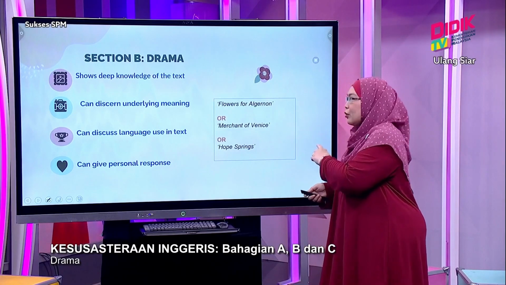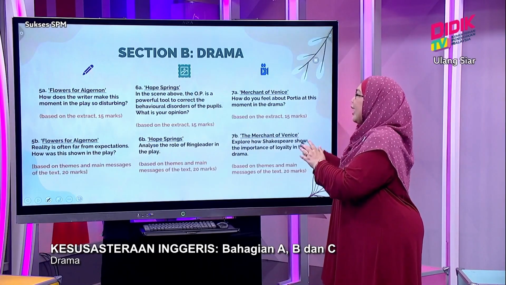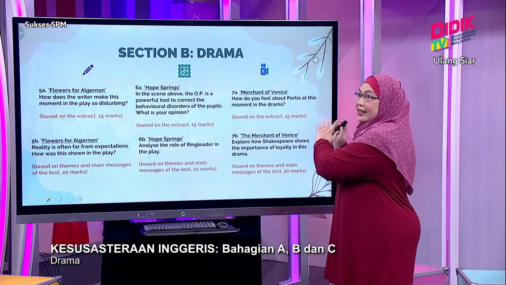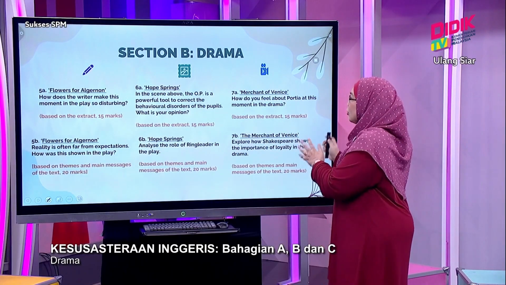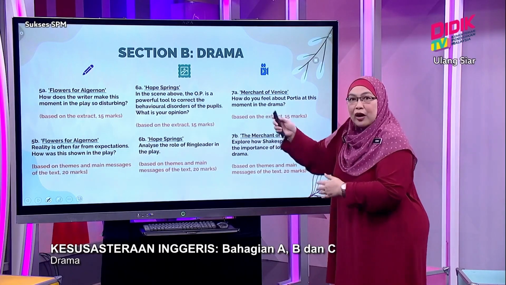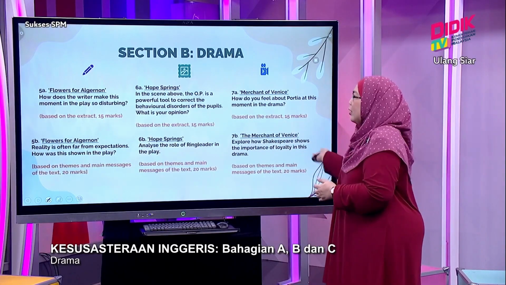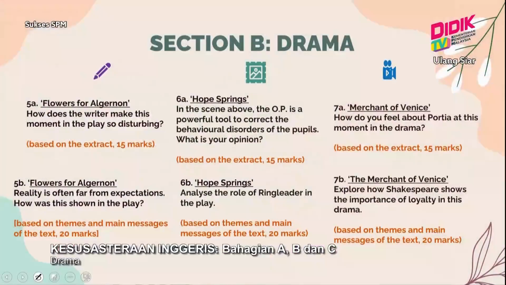Now we're going into section B, drama, and let's imagine these are the 6 questions. Candidates would have to choose which drama they wish to answer, whether Flowers, Hope, or Merchant of Venice. Sometimes I call it MOV. Again, pretty much like what you saw earlier for prose, which is in section A, the 15-mark questions are all based on an extract.